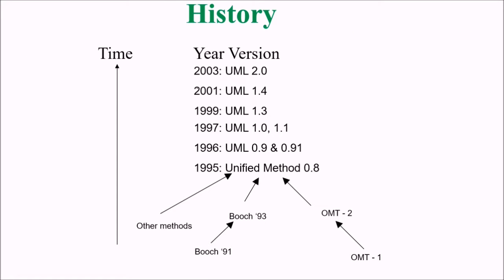This is how it started, the year and the version. In 1995, it was Unified Method 0.8. There were various other methods, Booch along with OMT. Then it was more exemplified, covered and standardized. And then we have UML 2.0.